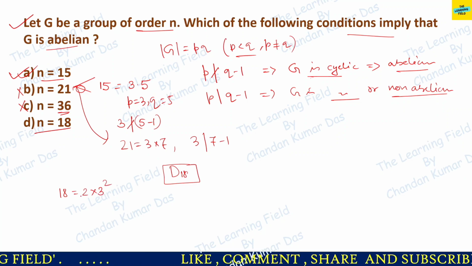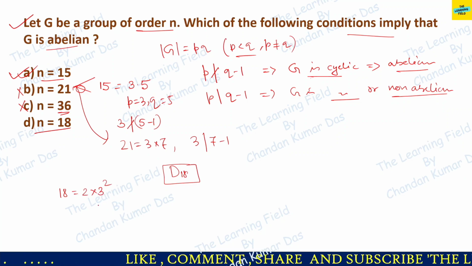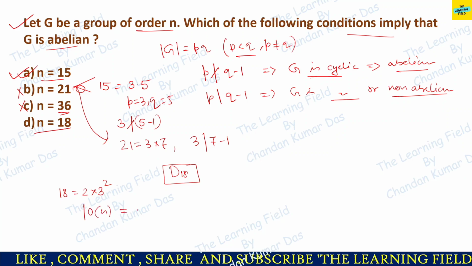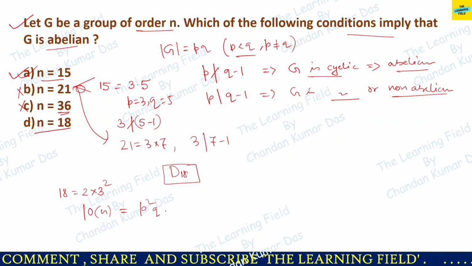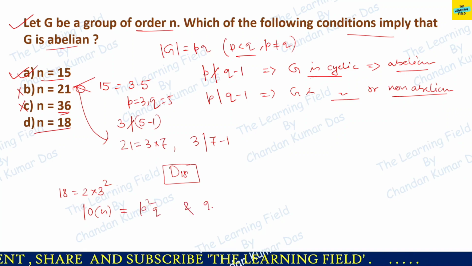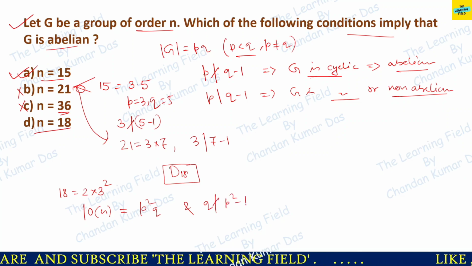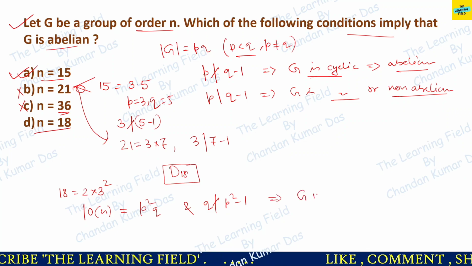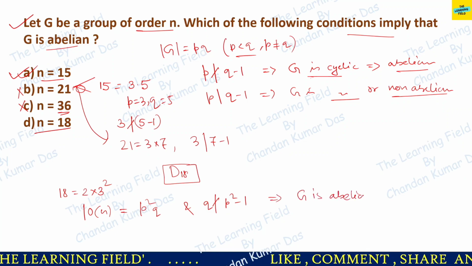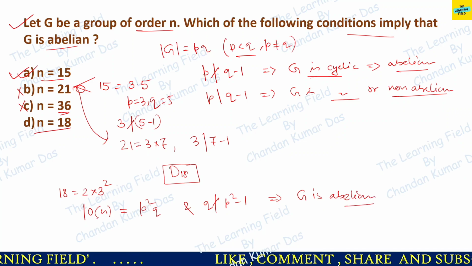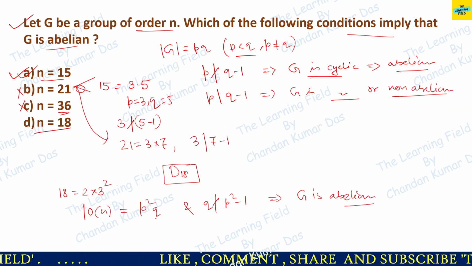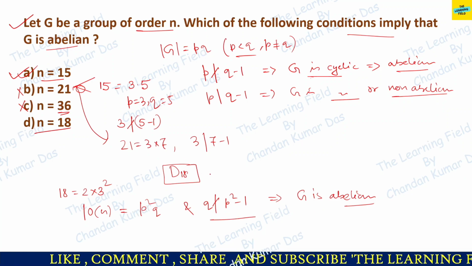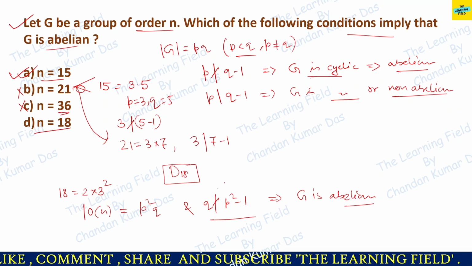Now here we apply another concept. If order of G equals p square q, and q does not divide p square minus 1, then this implies G is abelian. This is a direct result, you can remember it. If order of G is equal to p square q such that q does not divide p square minus 1, then G is abelian. And here there is no restriction on p and q.